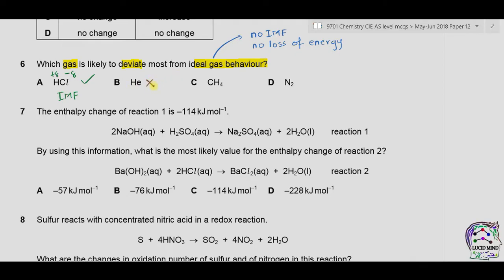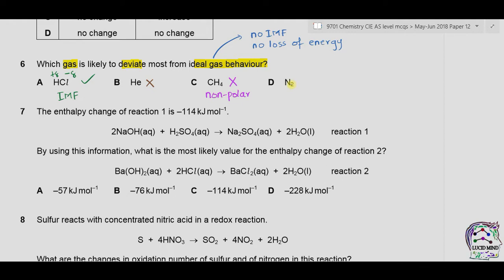So B is incorrect. C is methane, which is CH4, and we know that there is not much electronegativity difference between carbon and hydrogen, so this is a non-polar molecule. As the number of atoms is greater as compared to helium, it will deviate a little bit from ideal gas behavior, but as there are no charges present, the deviation will not be the most.